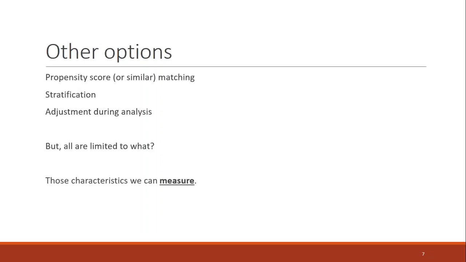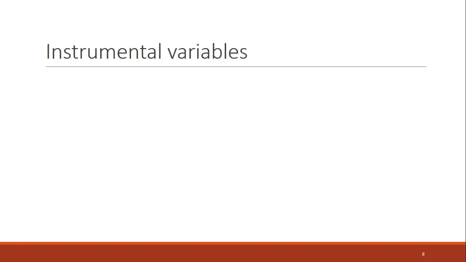And so the problem that we get into is that even though we've got these methods, they all rely on us being able to measure those differences. And so again, these methods struggle a little bit in that area. So what are instrumental variables?